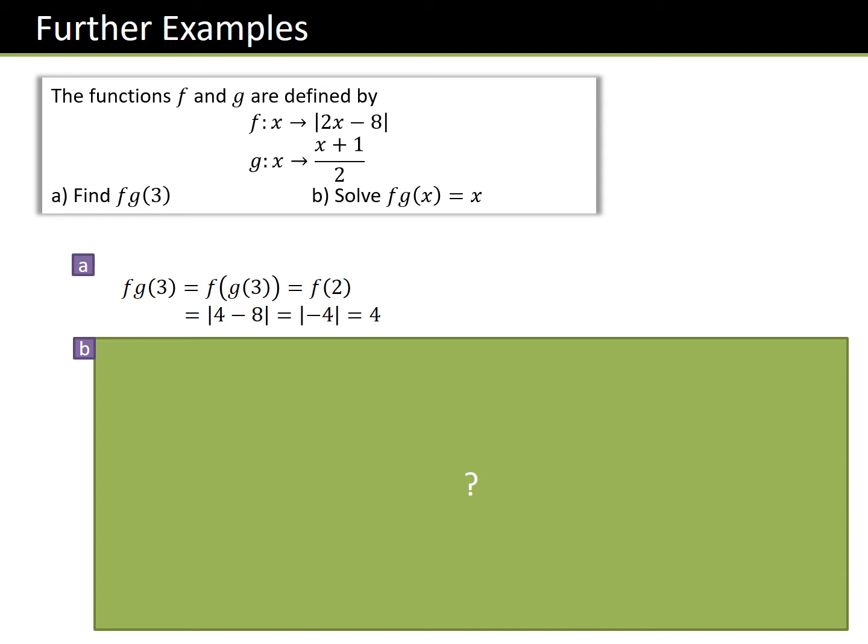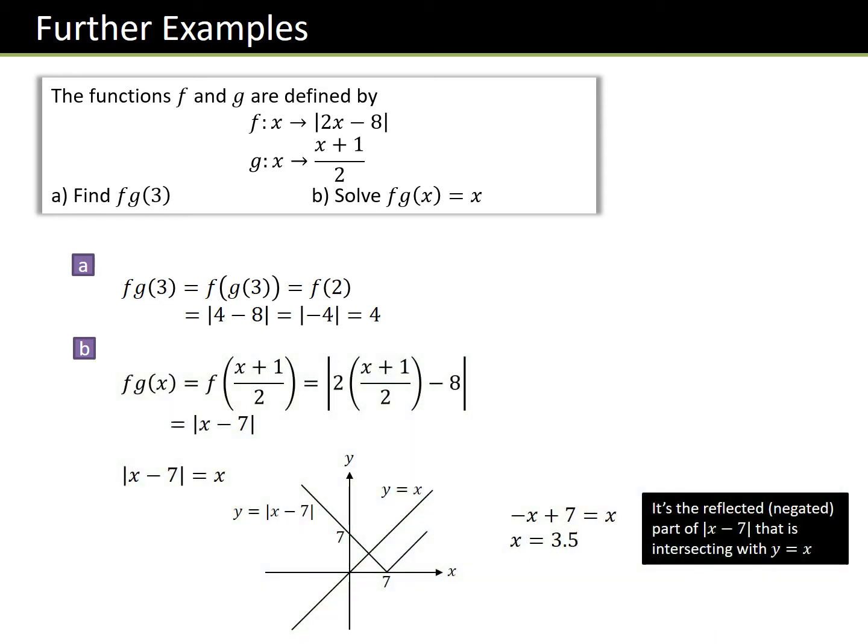Now I want to solve f of g of x equals x. So the first thing I do is find out what the composite function will look like. My g of x is (x plus 1) over 2, and I'm applying f to that. My f is to take the x part, which is in the brackets, multiply it by 2 and take 8. When I do a little bit of tidying up, I get x plus 1 take 8, which gives me x take 7, which is again in the modulus function.